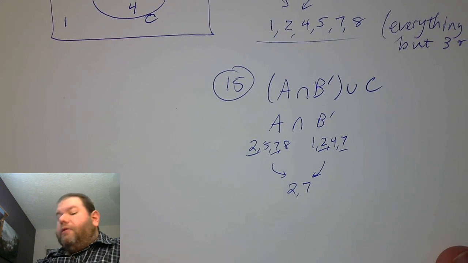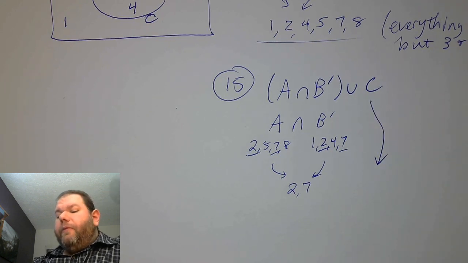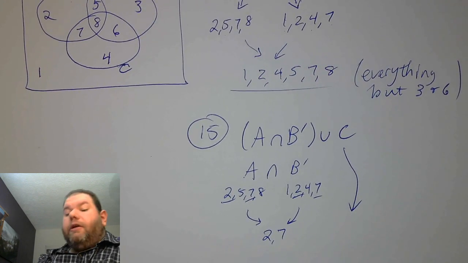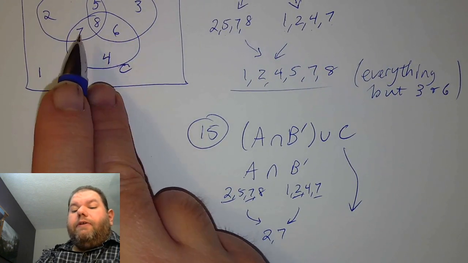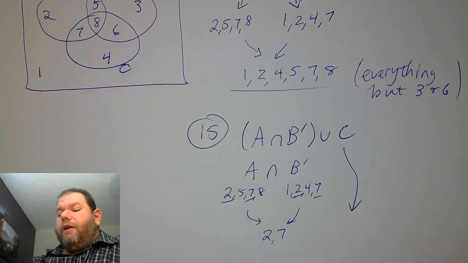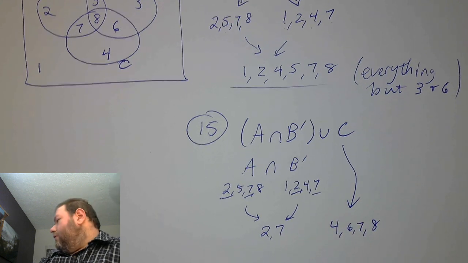Alright. And then we have C. Now, circle C has 4, 6, 7, and 8 inside. These 4 different areas. Okay.